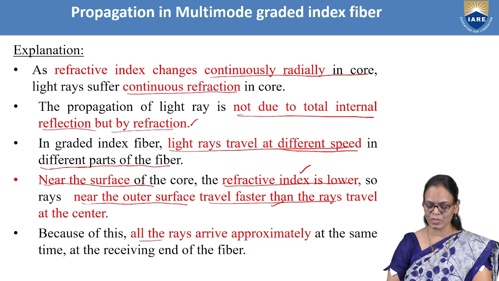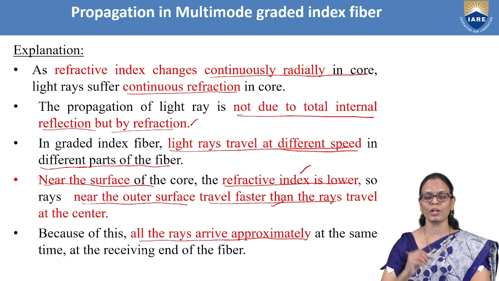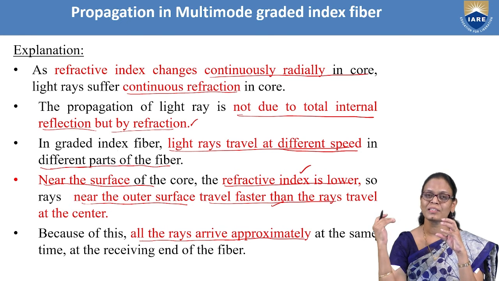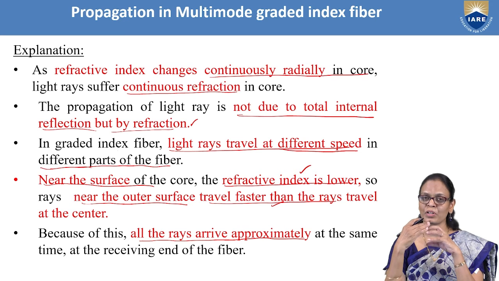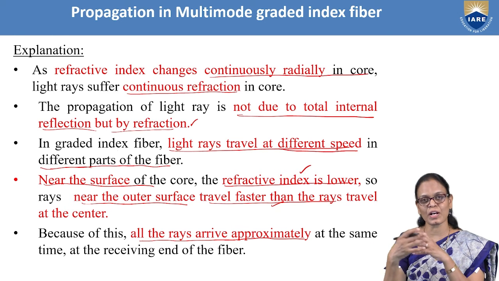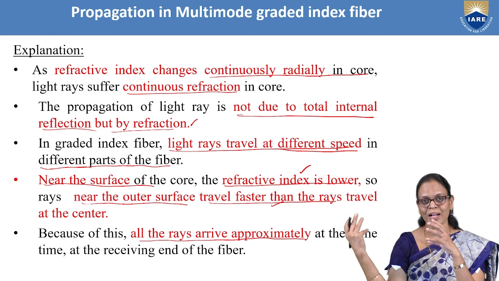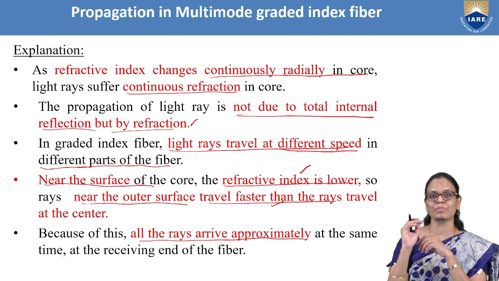Now, because of this, all the rays arrive approximately at the same time. What we understand here is, at the center where the refractive index is high, the light rays will travel slowly. But when you come to the surface of the core, because the refractive index is less, they will travel faster. So those rays which are traveling a larger path are traveling fast, thereby arriving at the same time.